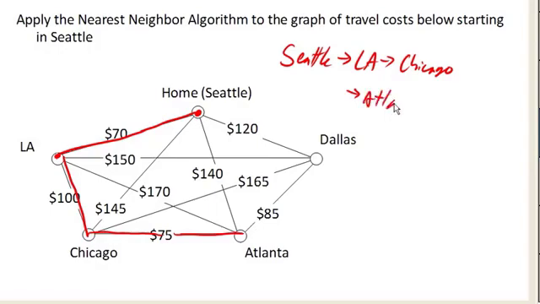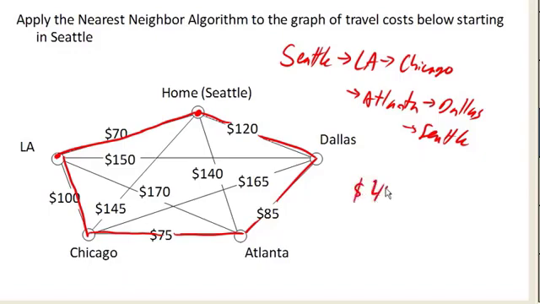Atlanta. And then we really only have one option at this point, and that's to go to Dallas because it's our only unvisited city. From there we'll return home to Seattle, and that completes our circuit. So now we've visited every city. Total cost here, if we add these up, I think is $450, which is insanely cheap. And there is our circuit generated using the nearest neighbor algorithm.